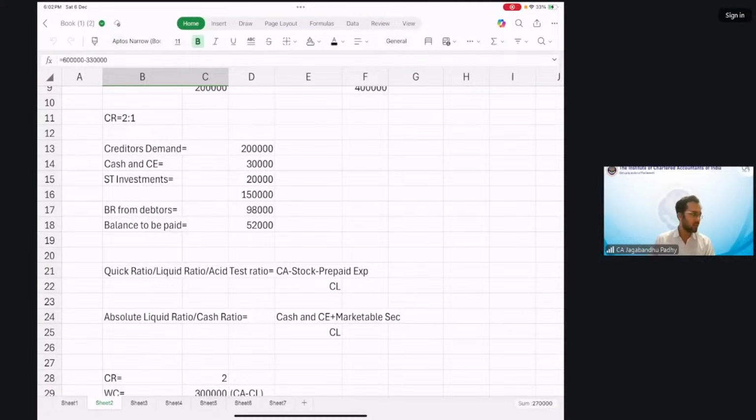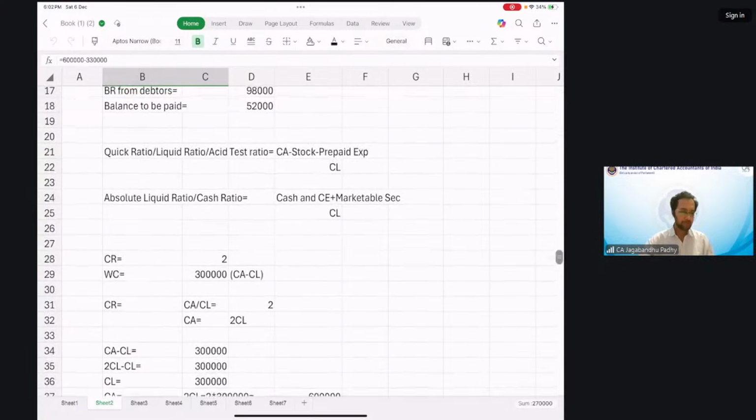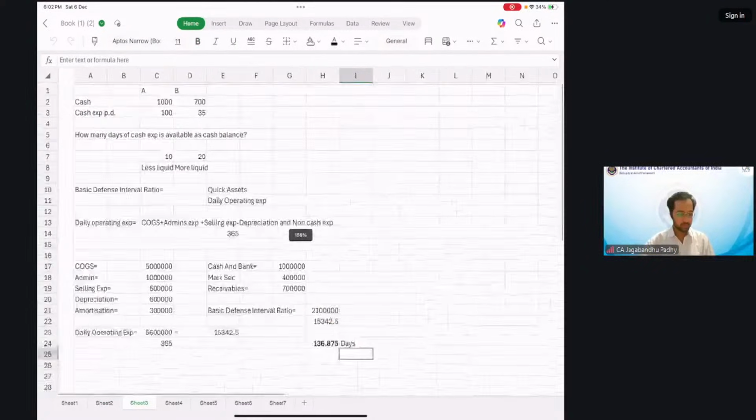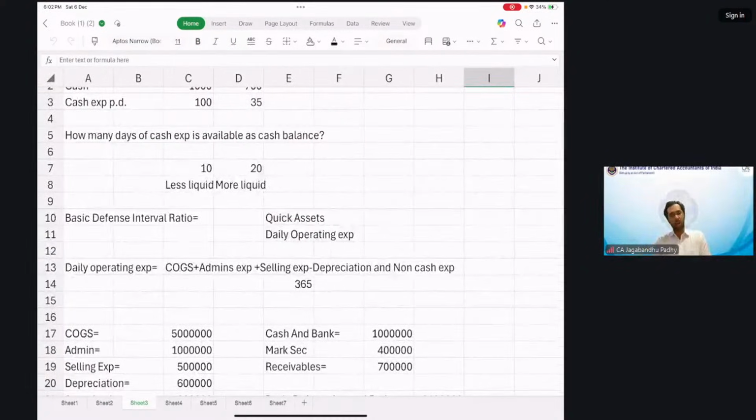And we made it even more strict with the absolute liquid ratio, in which we said that in the numerator, instead of taking all sorts of current assets, we should be considering only the cash and marketable securities. Okay, then we went ahead with the basic defense interval ratio, which was telling us how many days of cash balance we have in our balance sheet or in our bank account.